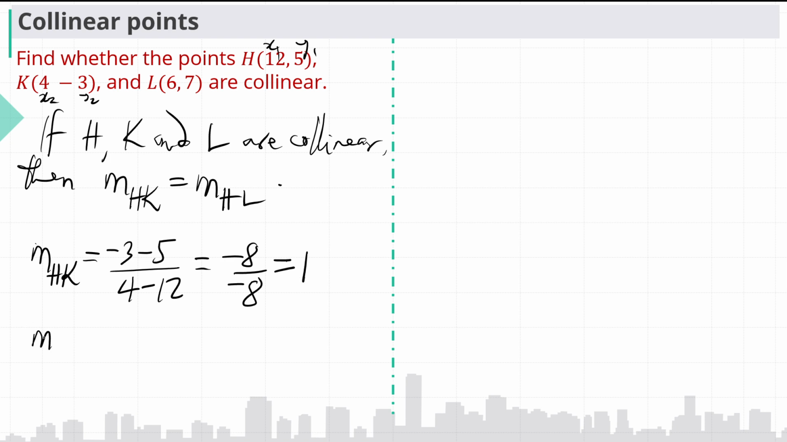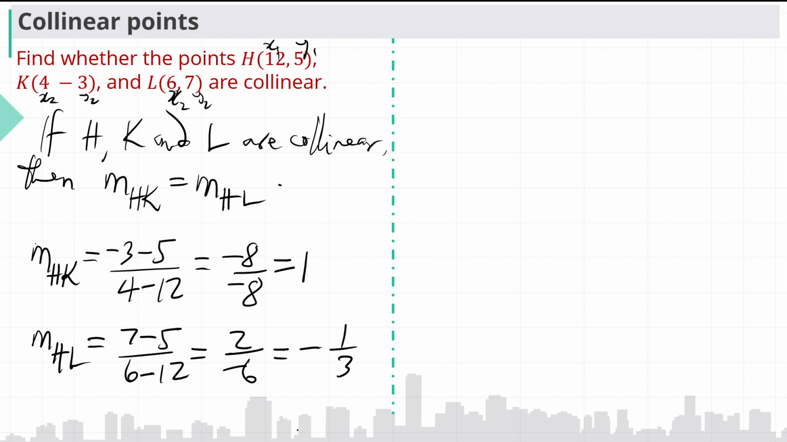Let us also find the right hand side, gradient using the 2 points H and L. So we let the point L be x2, y2. So we have y2, 7, minus y1, 5, divide x2, 6, minus x1, 12, and that gives 2 divide minus 6, which in turn gives minus 1 over 3.